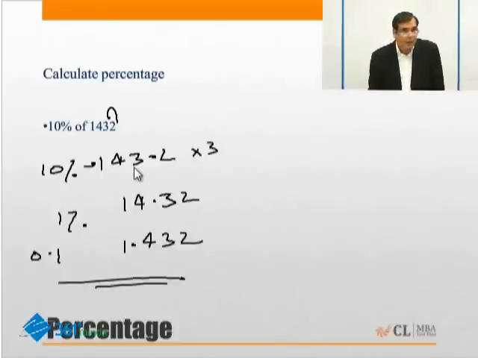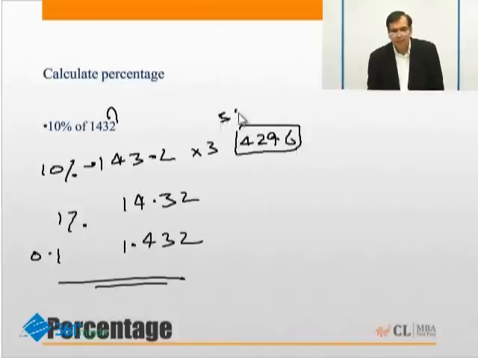143 into 3, again go back to your tables. 140 into 3 is 420, 14 into 3 remember 42, and 3 into 3 is 9. So 9.6. So this becomes 429.6. This is 30%.